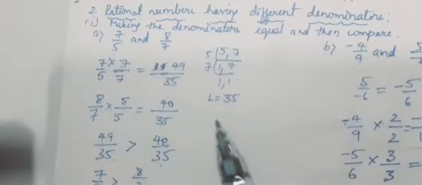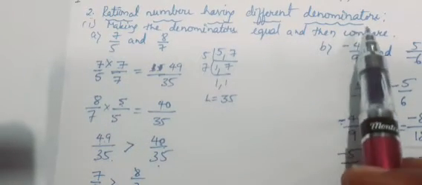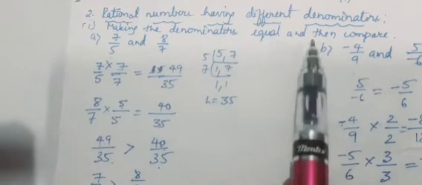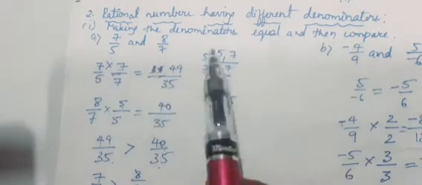In this way, children, when the rational numbers have different denominators, we make the denominators equal first and then we compare the given rational numbers.